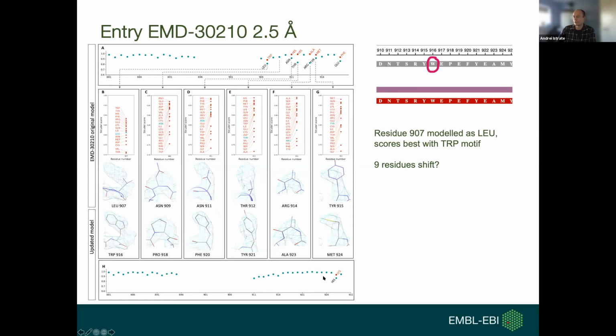And here is validation for the new model. And here are the same positions in the map. And now it's all much better. And there are no more outliers here, except this one, but here it's just the form map.